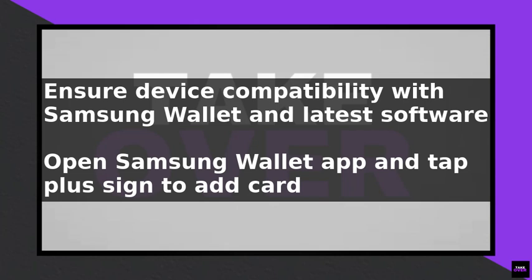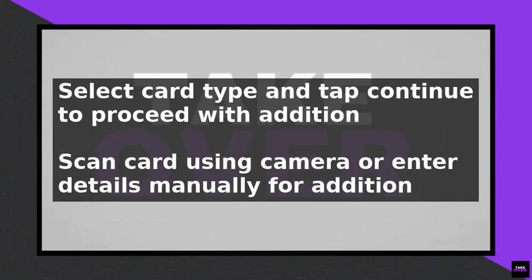Once you have opened the app, tap on the plus sign in the top right corner to start the process of adding a new card. Next, select the type of card you want to add. In this case, a credit or debit card, and then tap on Continue.